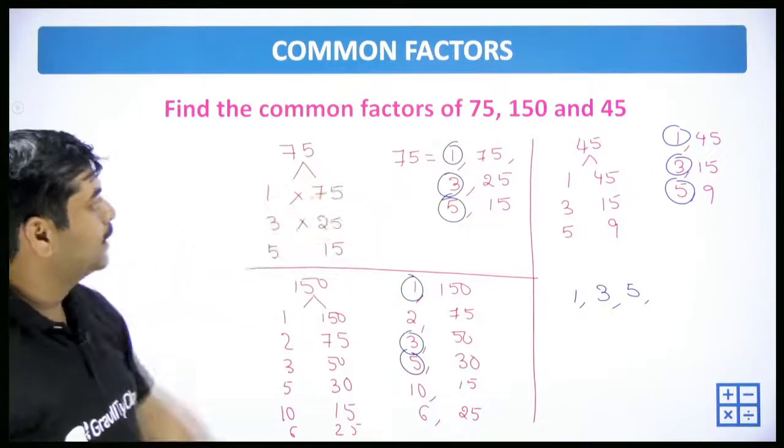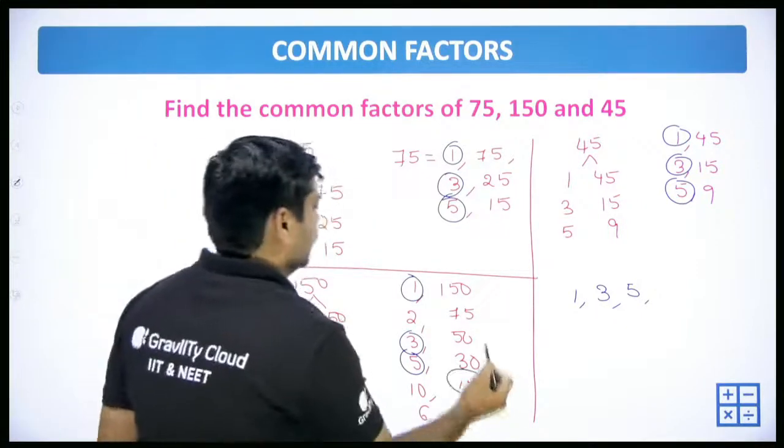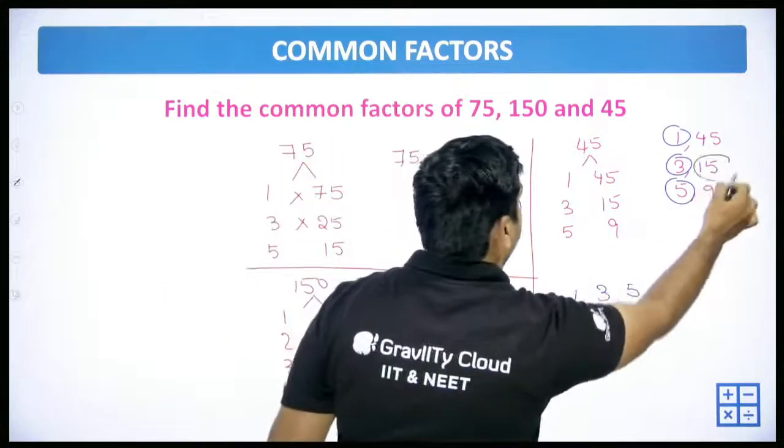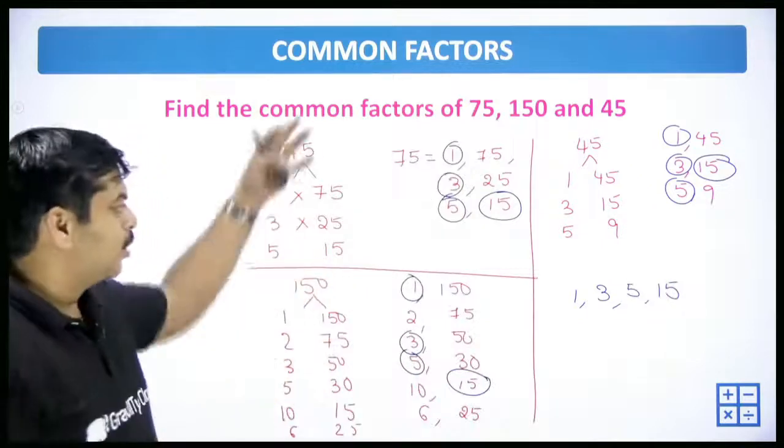15 is there, but even less than that, any 10? No. Okay, so 15 is there. 15 and 15, right? So 15 is there. Anything else? Just once again, please cross check all this.